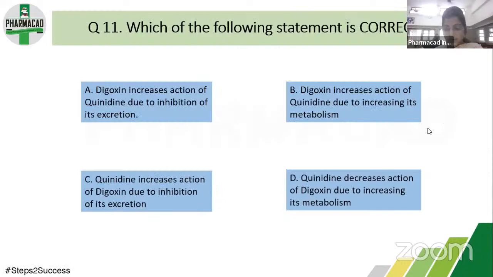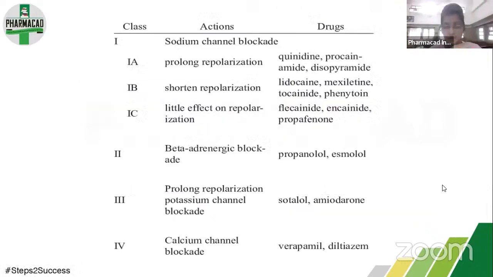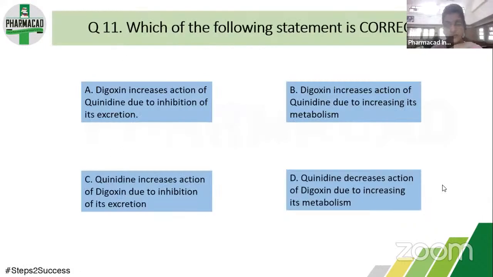So let us look at the MCQ part. To begin with, the first MCQ: which of the following statements is correct? These types of questions are a bit tricky, so you need to read them very carefully. To begin with, option A says digoxin increases the action of quinidine due to inhibition of its excretion.